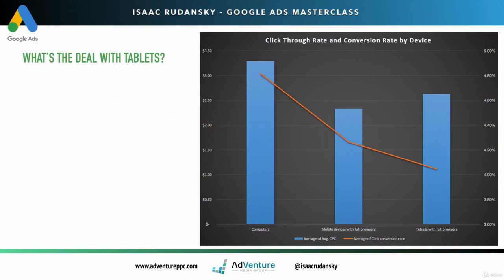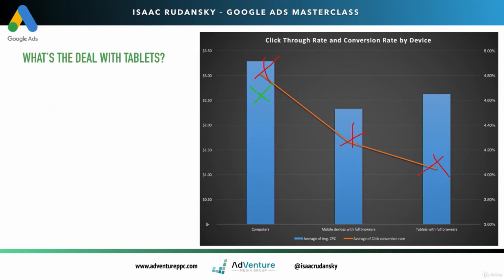We took out accounts that didn't have conversion tracking set up properly, et cetera. And we're seeing this interesting trend when it comes to conversion rates. So when it comes to computers, computers have the highest conversion rate. Then mobile devices have a conversion rate sort of below that. And then tablets are even below mobile devices. Tablets have the worst conversion rate, but you don't see that same trend with cost per click. You would expect to see the same trend with cost per click.